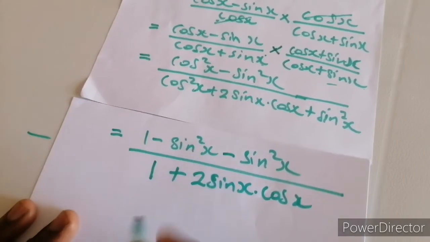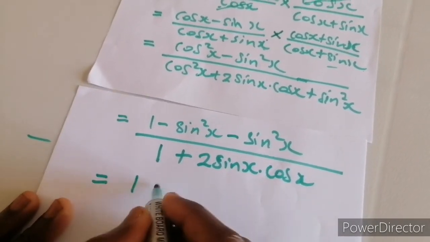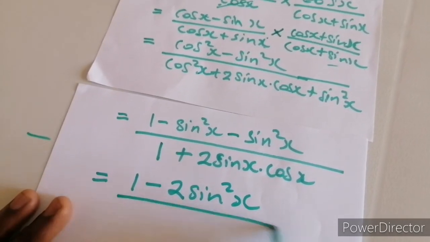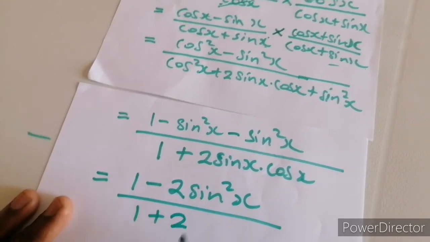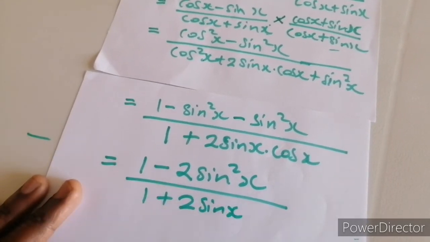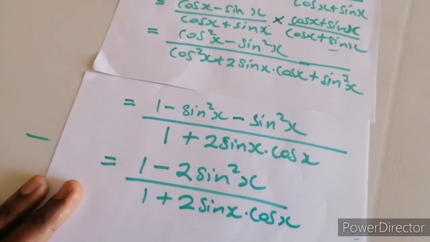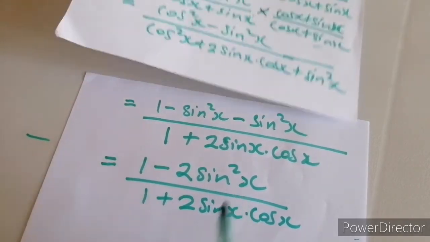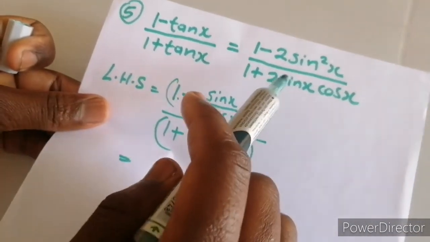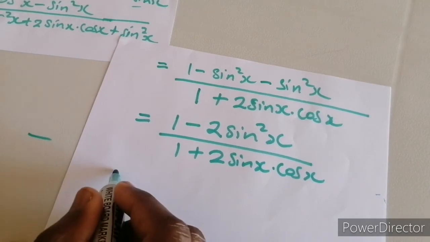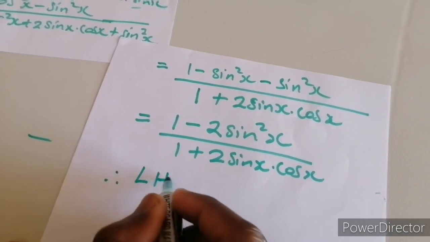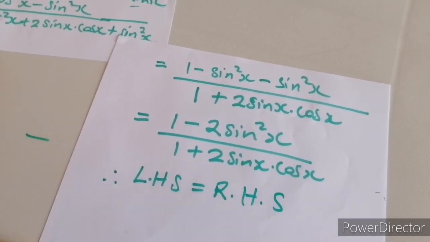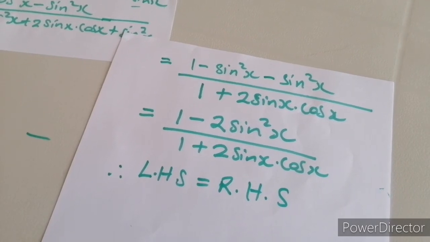Now we're going to add like terms there. 1 minus 2 sine squared x, all divided by 1 plus 2 sine x cos x. This is the same as the right hand side. Now we can conclude by saying, therefore, the left hand side is equal to the right hand side. That's it. Please try the next activity.